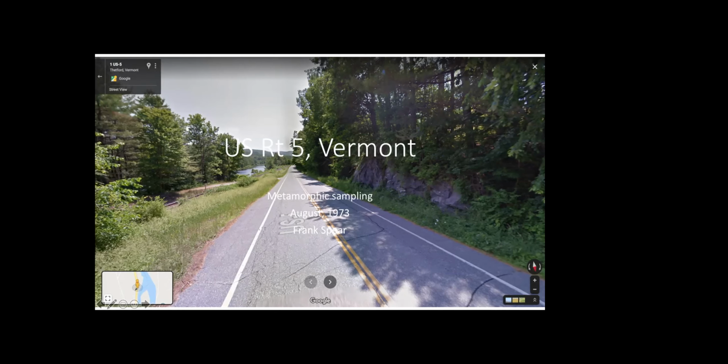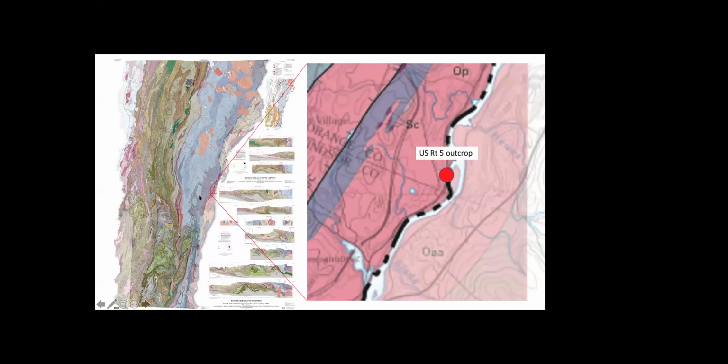This is the very first outcrop I ever sampled in August of 1973. I have to give a huge debt of gratitude to Doug Rumble, who's out there in the participants, who told me about this outcrop. And I went out and sampled it one afternoon. This is just one of the rocks there along this particular road cut. But anyway, just to put it in context, here it is in eastern Vermont. Here's the geologic map, and this outcrop sits right there along the Connecticut River.